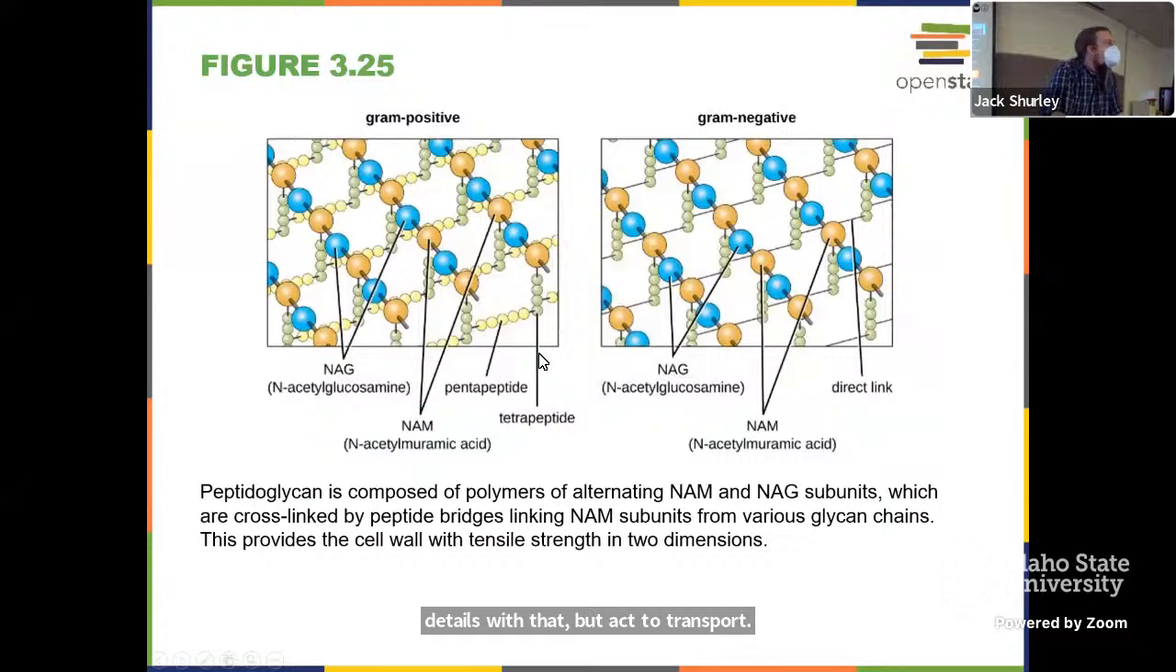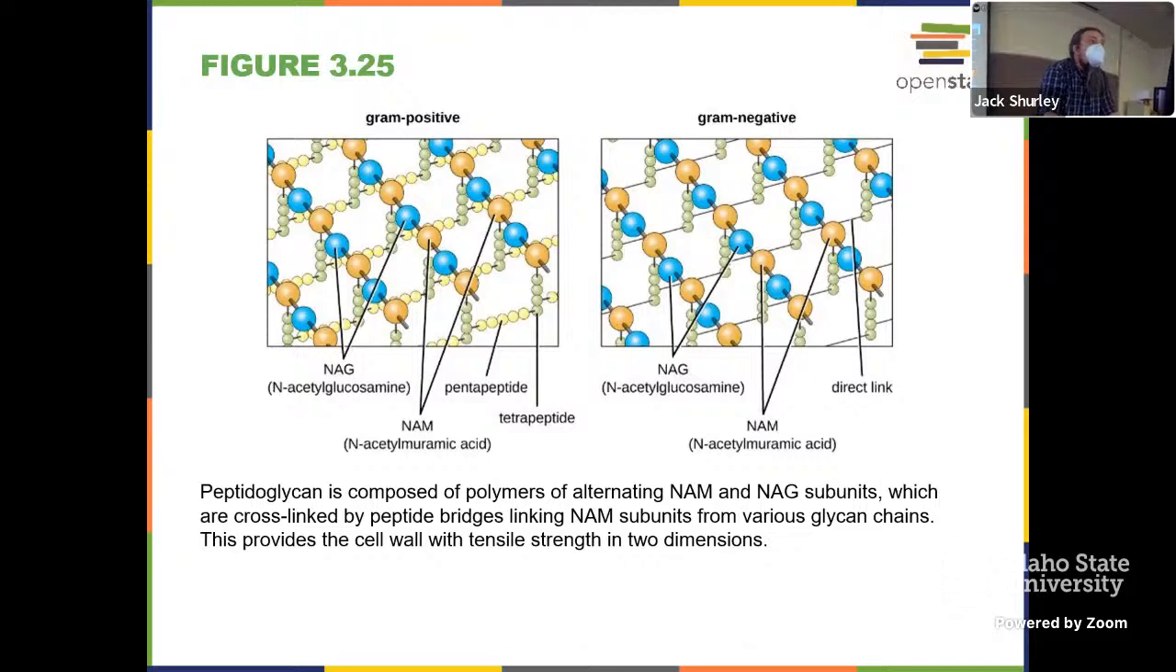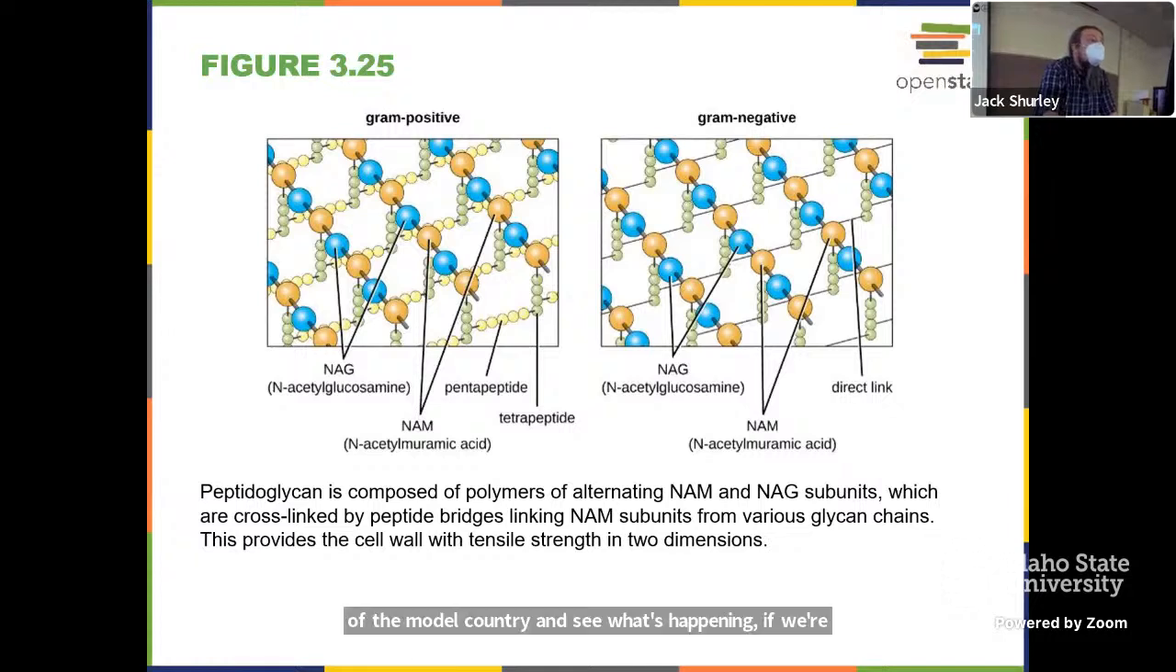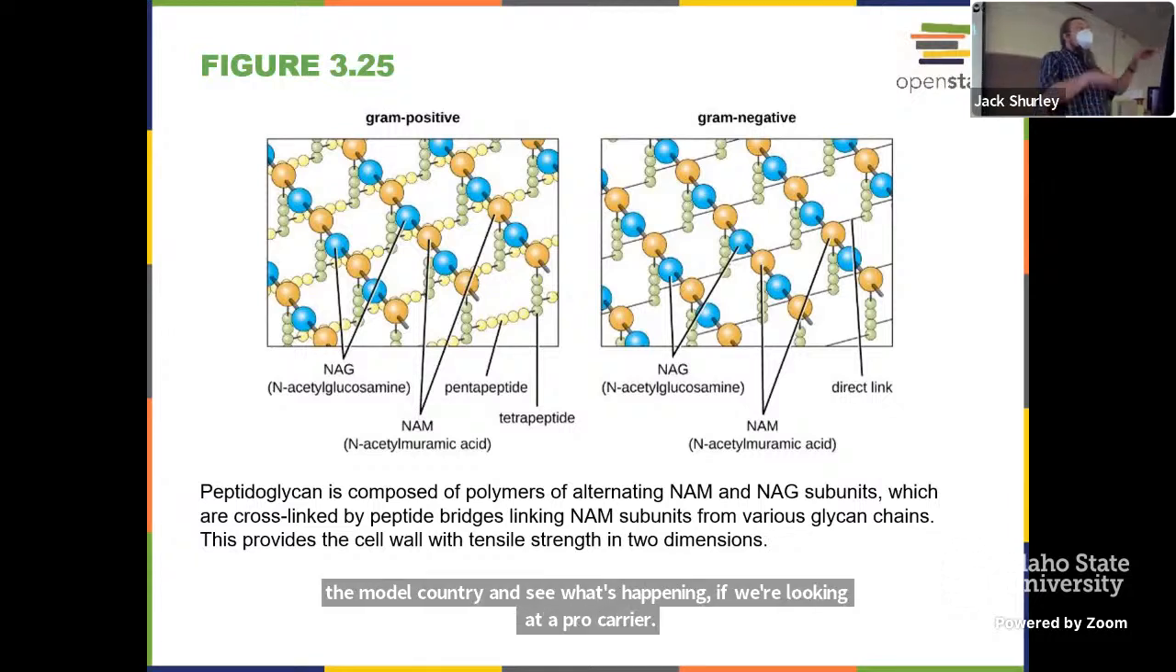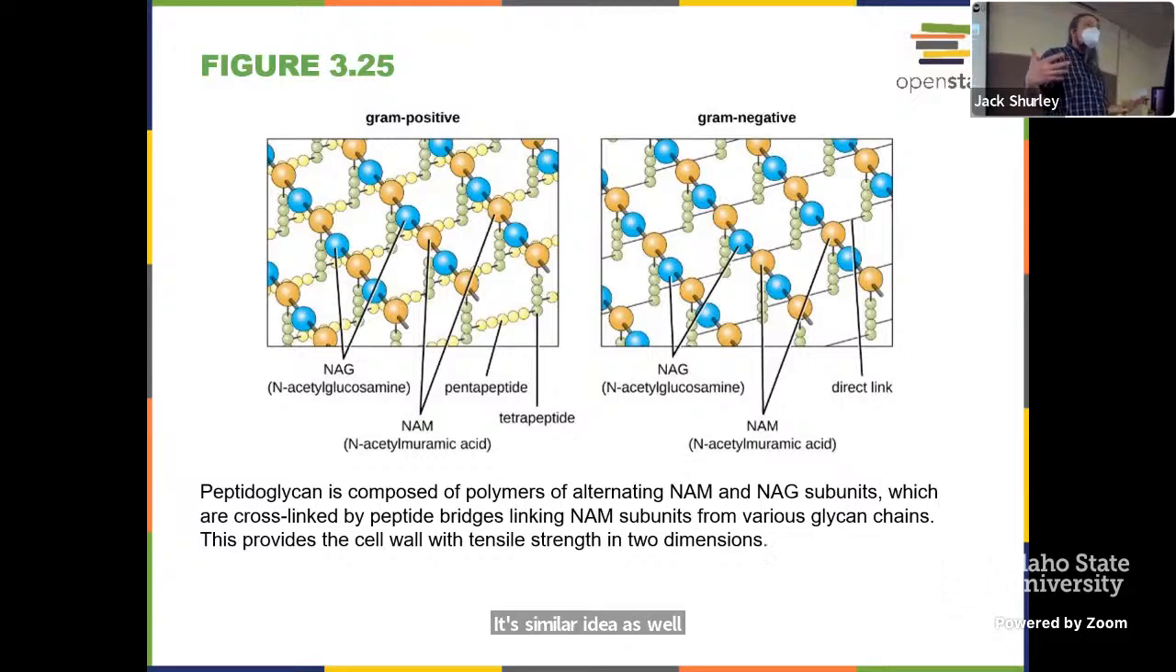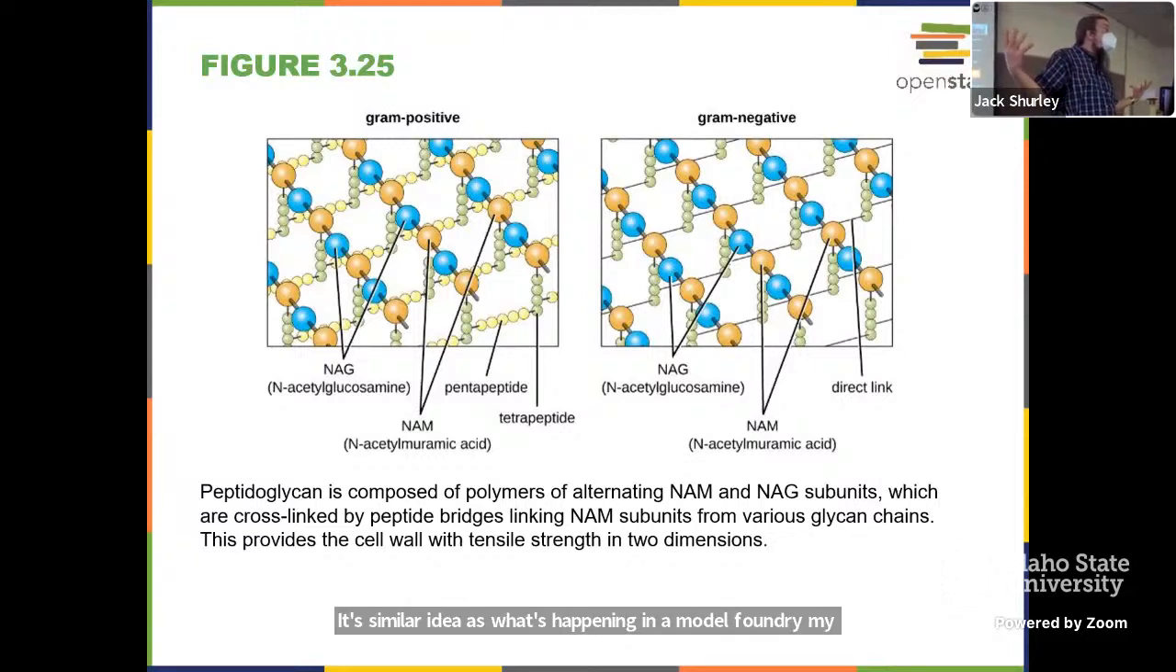And when we start thinking about metabolism, as we're going through all of this, if we're talking eukaryotes, we'll look at the inside of the mitochondria and see what's happening. If we're looking at a prokaryote, we will look at the plasma membrane and the cell wall, and there's a space in between. It's similar idea as what's happening in a mitochondria. Mitochondria were once bacteria, right? So this process is very similar, right?